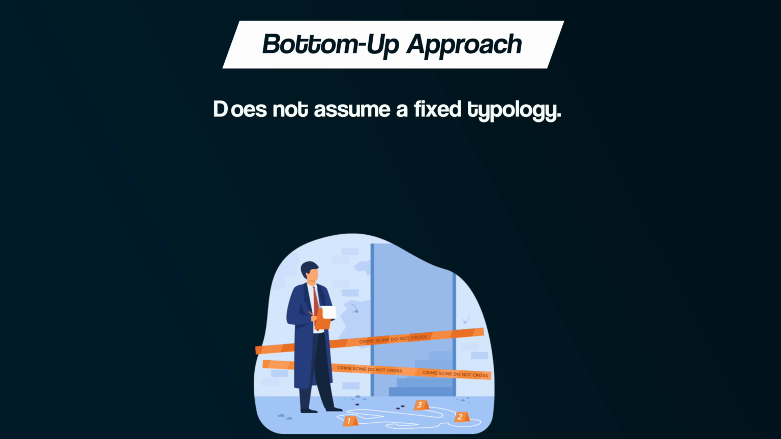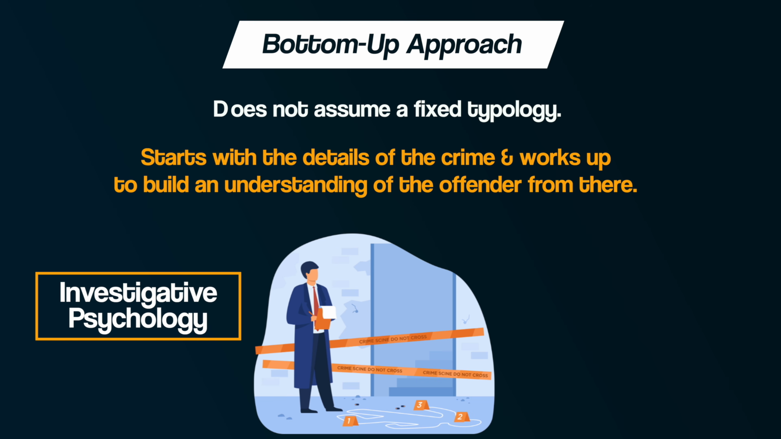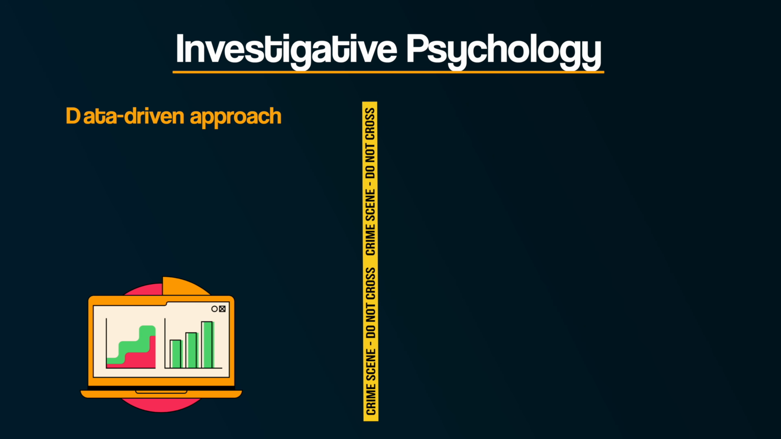In contrast to the top-down approach with its fixed typologies of organised and disorganised, the bottom-up approach doesn't start with that assumption, but rather starts with the details of the crime and works up to build an understanding of the offender from there. This involves what David Canter called investigative psychology. This is where a data-driven approach is needed.